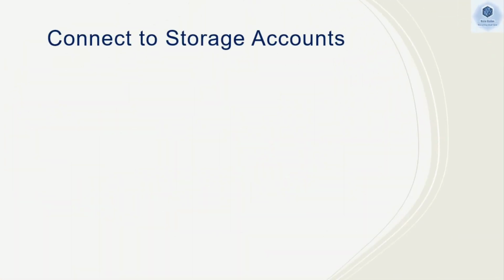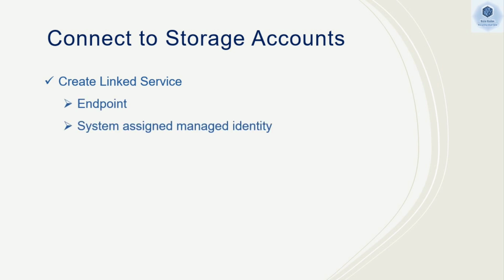So let us walk through how we can create a linked service and a dataset to perform the copy activity. To create a linked service for your Blob Storage or Azure Data Lake Gen2 account, first you need the endpoint of the storage account, and then you need to use the system assigned managed identity. You need to enable the system assigned managed identity for your Azure Data Factory that you are going to perform the copy activity with, and you need to assign that identity a certain role in your Blob Storage. We are going to create datasets with the container, path, and the file name.